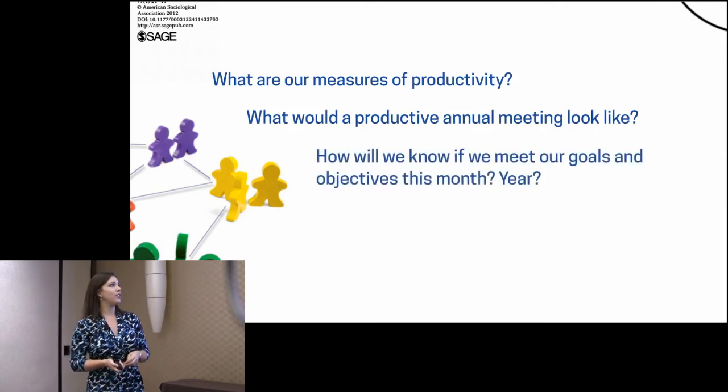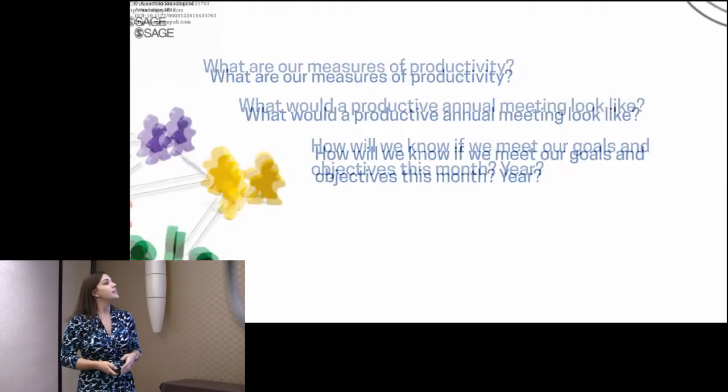How will we know if we meet our goals and objectives this month or year? This might be a really different question for different people. I've asked people, well, what would a successful grant project look like? People have different answers. To some people, it's high publications and citations. To some people, it's we get another grant. To some people, it's I get to collaborate and meet new people. So a lot of people have different ideas for what their own goals and objectives are. We need to be integrating what the actual people who are doing the science think about and what they want in regard to their networks.